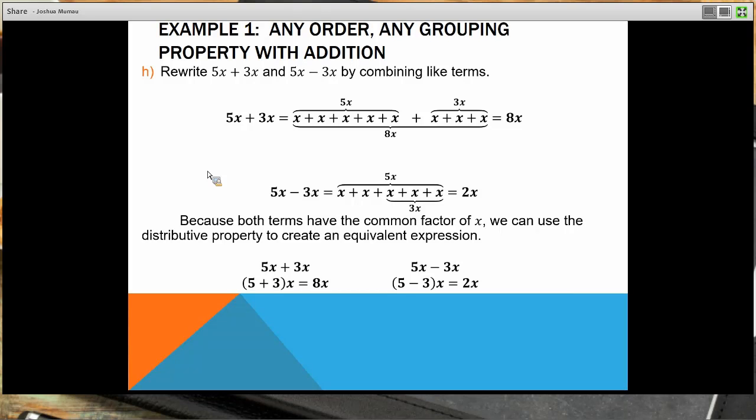Same with 5x minus 3x. They both share an x. Pull the x out, group the 5 and the 3 together. 5 minus 3 becomes 2. We simplified it, so now we have 2x.